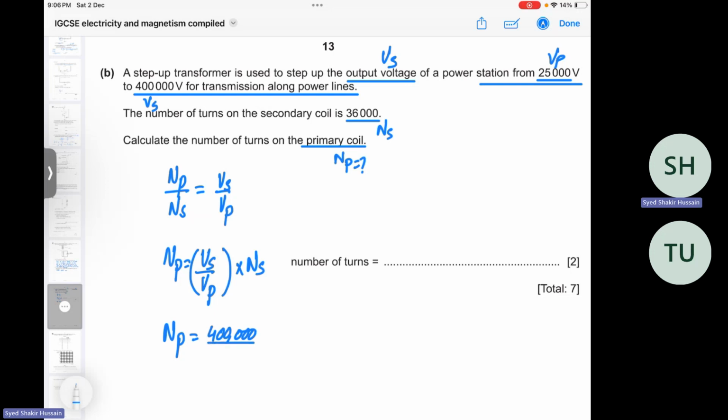What is VS? 400,000. Is it? Yes. Okay, and what's VP? VP is 25,000. 25,000, right? And what's NS? 36,000. So please use your calculator to tell me the final answer. 576,000.